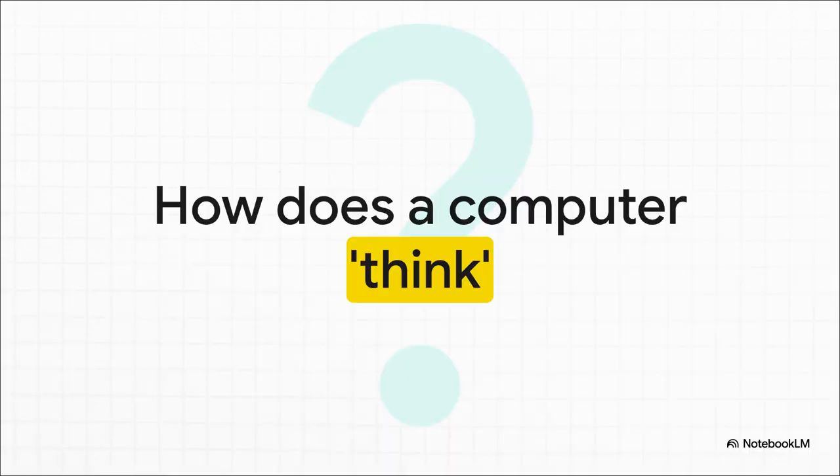Really think about that for a second. How does a machine think? Your computer is making billions of little choices right now just to show you this explainer. It can feel like magic, right? But it's not. It's actually pure, simple, predictable logic. So let's see how the trick is really done.